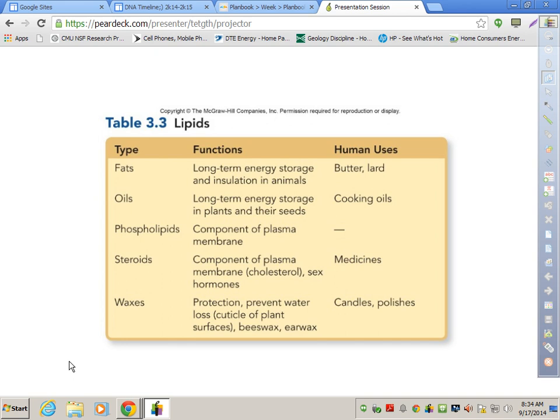Anybody ever had albuterol when you have a cold? An inhaler type thing? Or they give you the aspirator to breathe that stuff in? That is a steroid. How do I know it's a steroid? How many carbon rings do steroids have? Let's see if you remember.